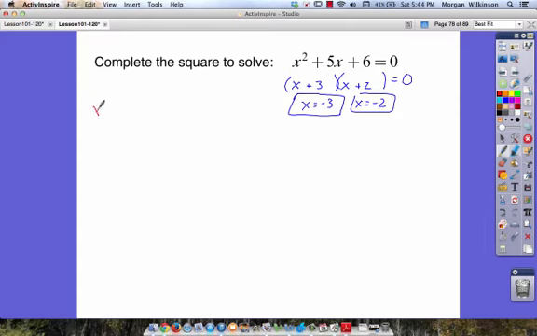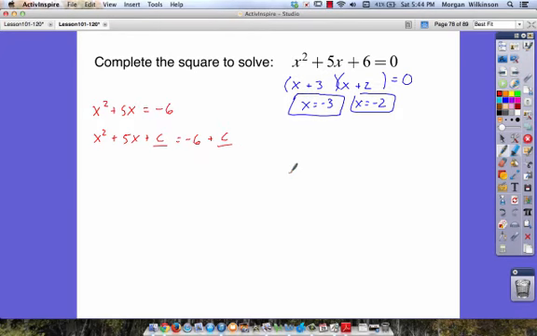So we're going to take x squared plus 5x, and we're going to make it equal to negative 6. Step 1, move the constant to the right. Step 2, x squared plus 5x plus our c value is going to equal negative 6 plus our c value.